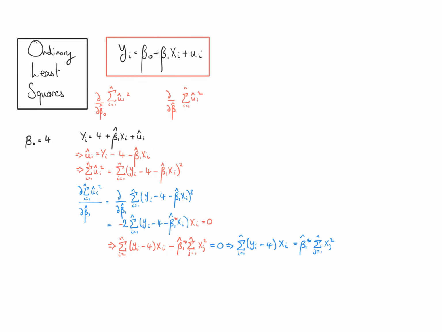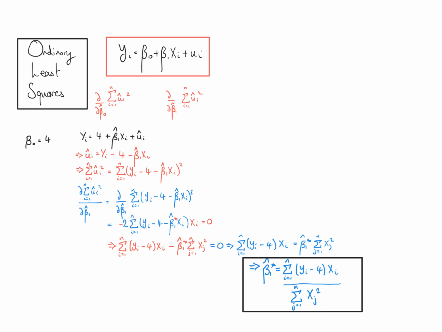So we can now just rearrange this to give us that beta 1 hat is equal to the sum from i equals 1 to n of (yi minus 4) times xi over the sum from j equals 1 to n of xj squared. So now, having imposed our constraint that the intercept needs to be equal to 4, we've managed to construct our estimator, which is the sum of (yi minus 4) xi over the sum of the x squared.